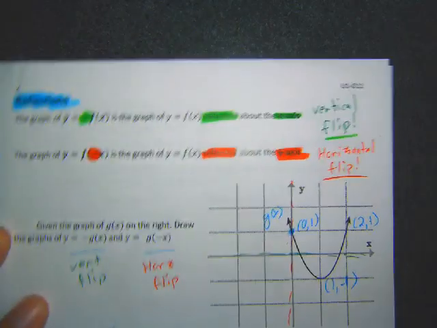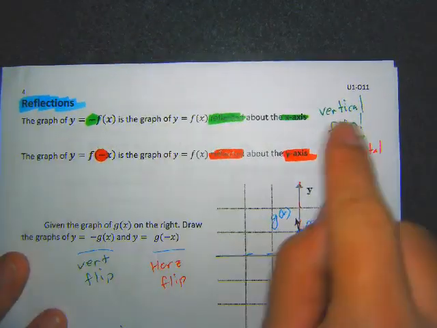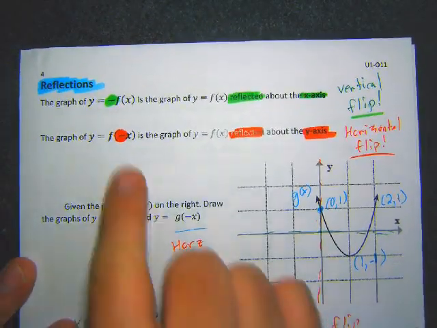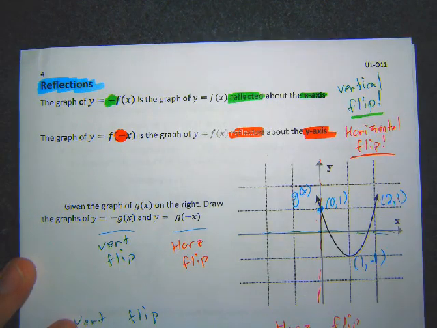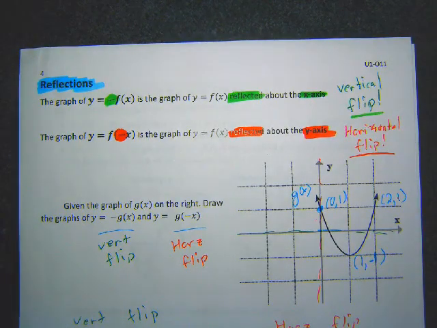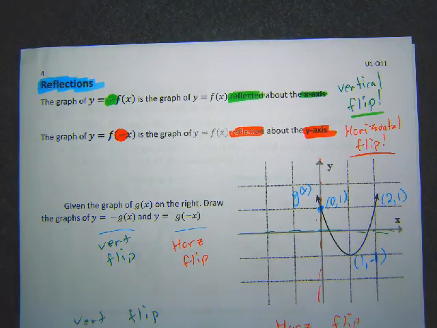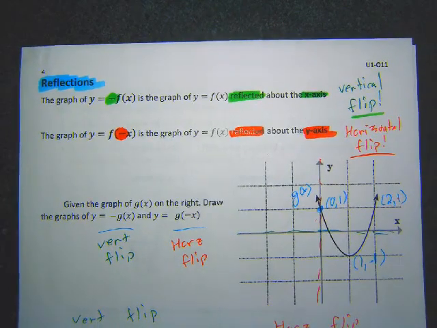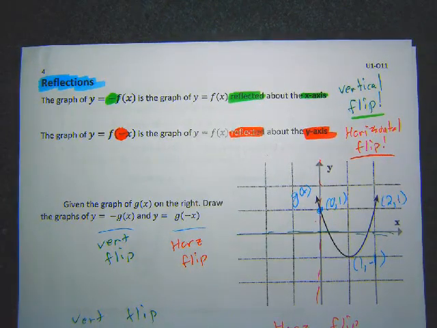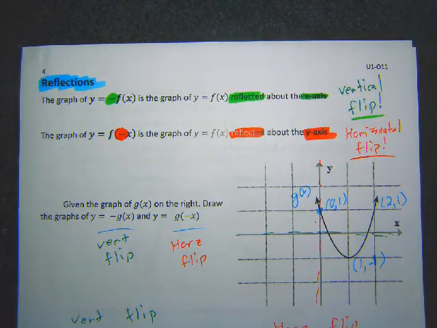So again, if there's a negative on the outside, it's a vertical flip. If the negative's on the inside, it's a horizontal flip. So negatives always flip it. A negative flips it, but the direction it flips depends on where the negative is located, on the outside or the inside. Okay, that was the second major type, both vertical and horizontal reflections. They're all reflections. They all come from negatives.